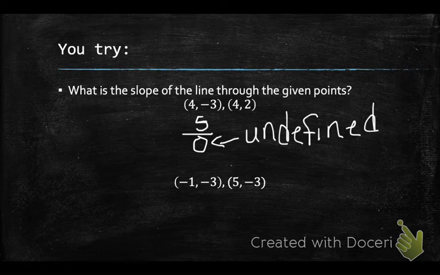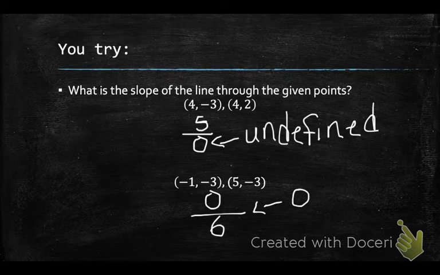The other way around, you would get 0 over 6, okay? 0 divided by anything is 0, so this is 0, 0 slope.